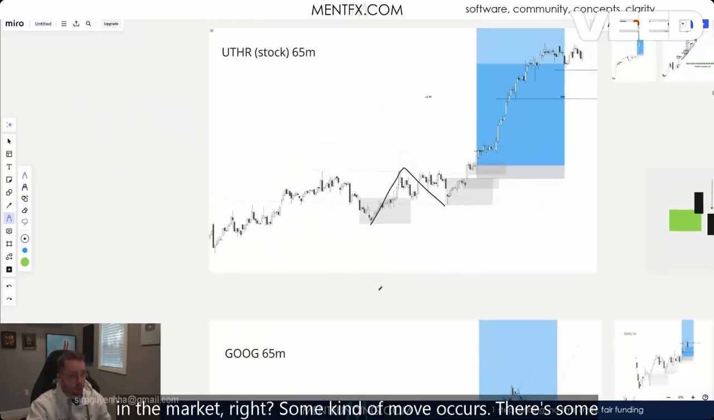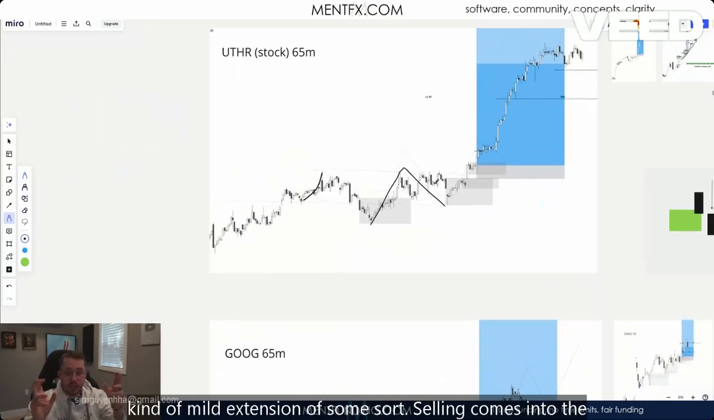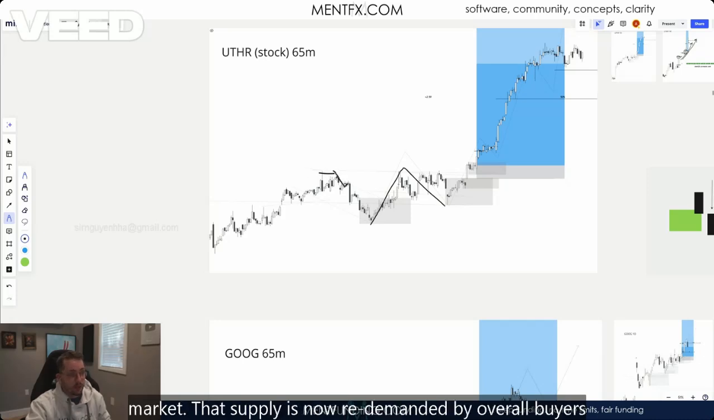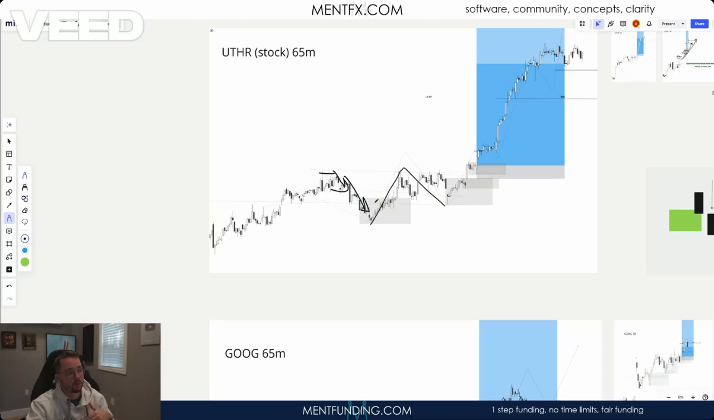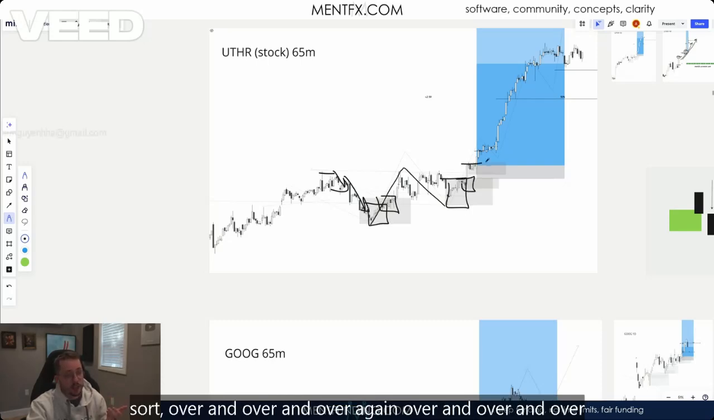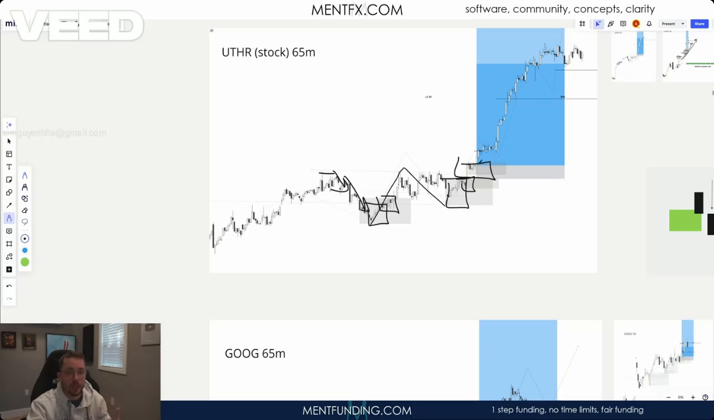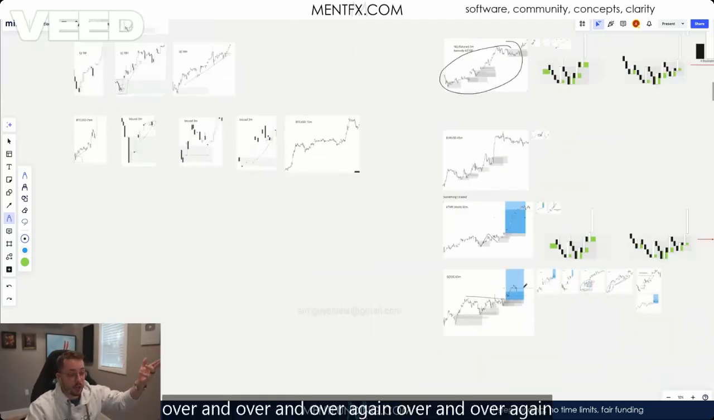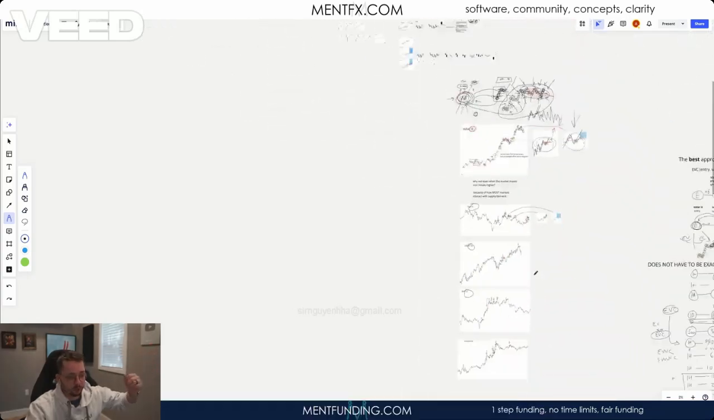Some kind of move occurs. There's some kind of mild extension of some sort. Selling comes into the market. That supply is now redemanded by overall buyers after a flush out. After a flush out, price moving lower, buyers come in and start creating MBs, demand zones of some sort, over and over again to give you the opportunity to now participate in the next accumulation leg higher. Okay, so this is kind of the cycle under which a market moves when it's a trending one in the case of being a bullish market.